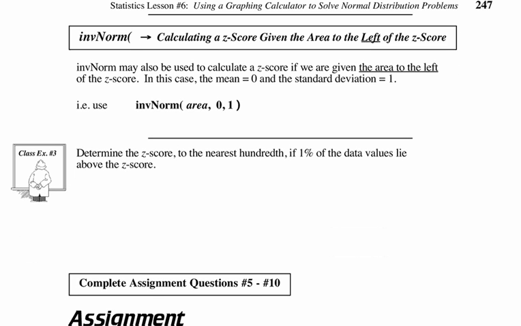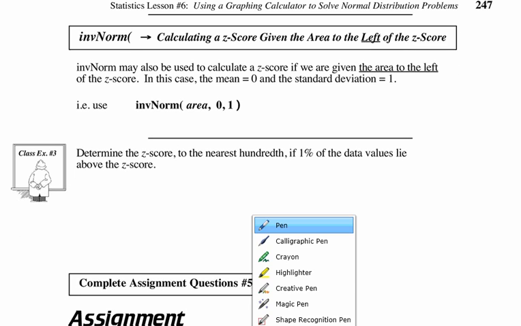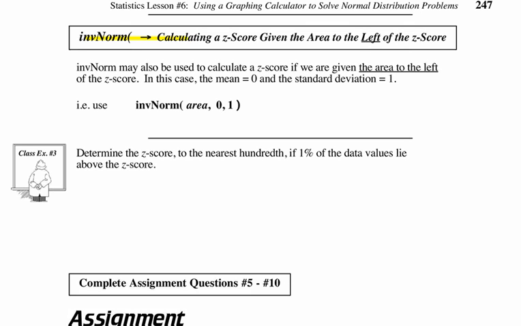So just some more stuff to highlight. Inverse norm is also calculating a z-score given the area to the left. So we'd use a mean of 0 and a standard deviation of 1. It says determine the z-score to the nearest hundredth if 1% of the data values lie above the z-score. So here's our z-score, and we know 1% lies above this z-score. As a decimal, that's 0.01.